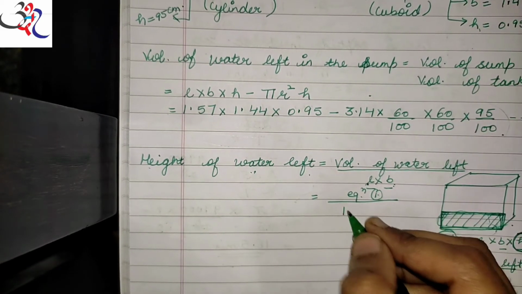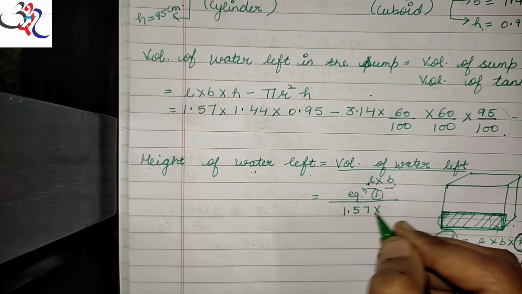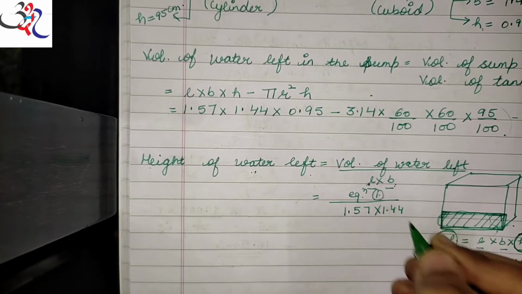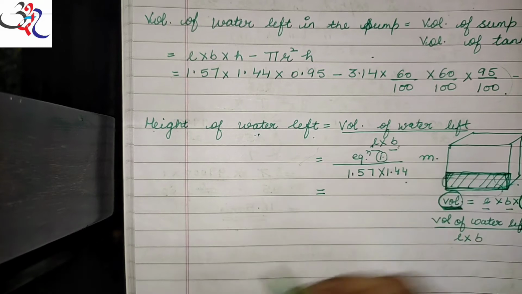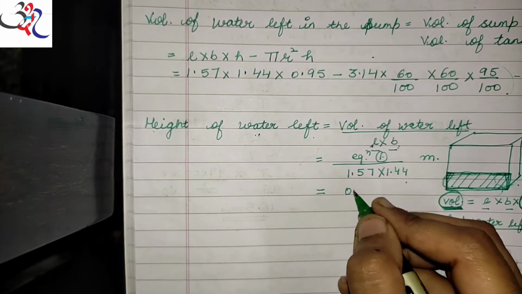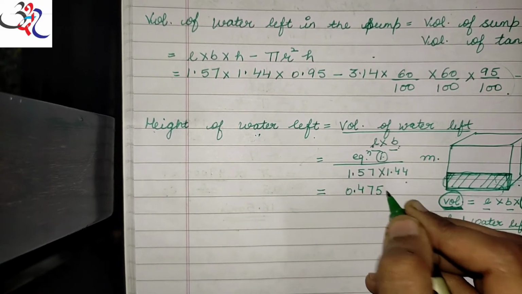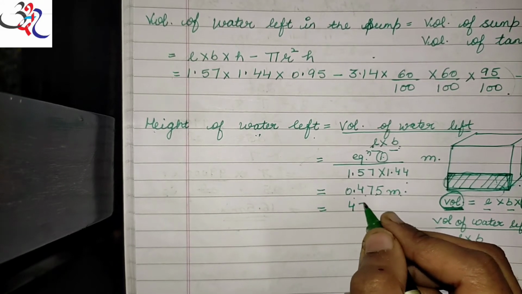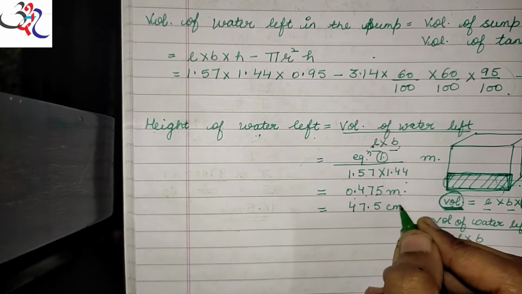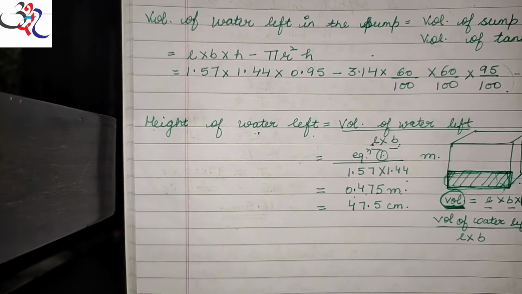Length into breadth is what? Length is 1.57 into breadth 1.44. Because all my dimensions are in meters, if I solve this value, I will get my answer as 0.475 meter, which is equal to 47.5 centimeter.